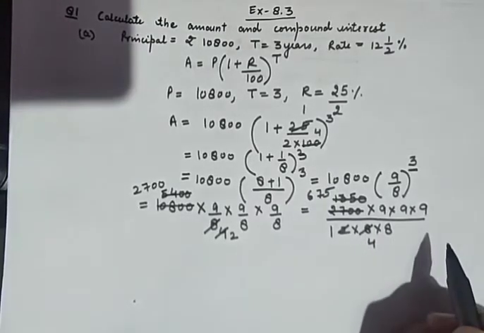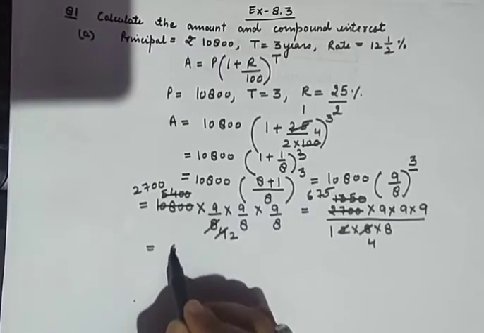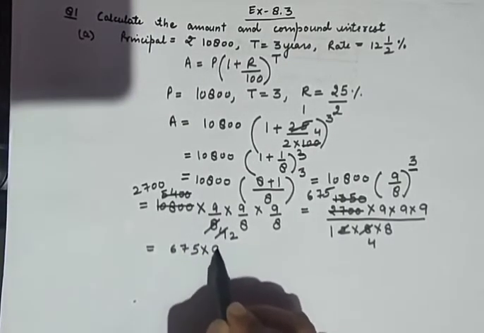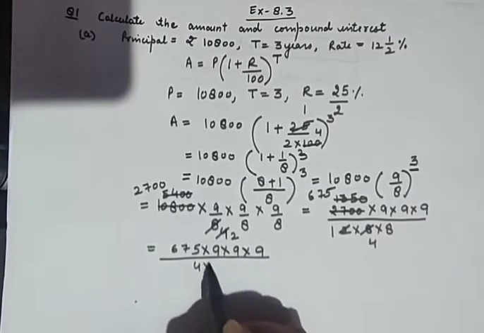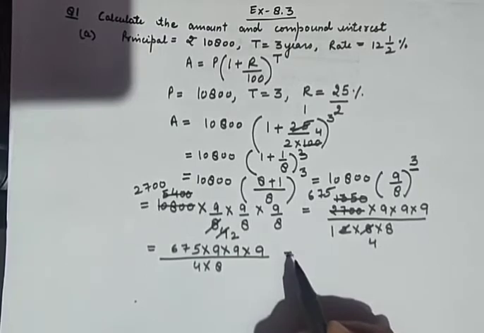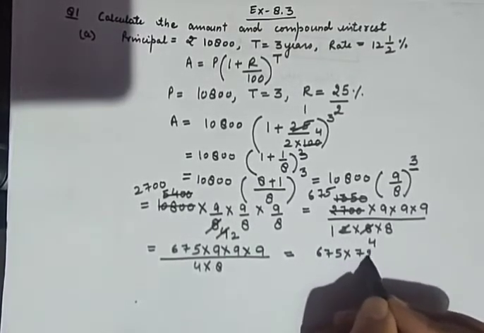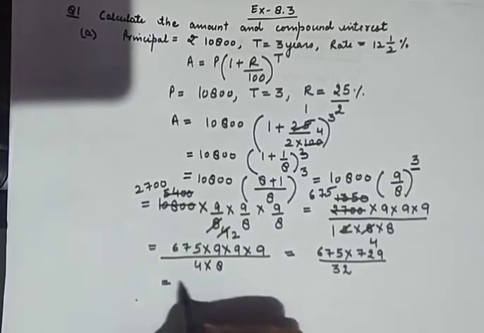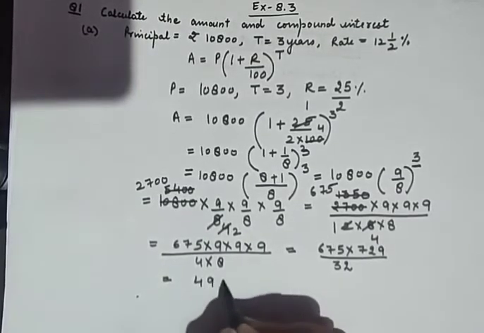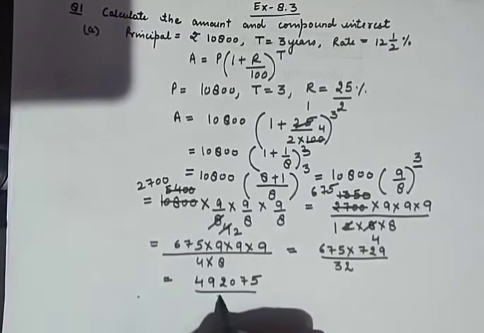Okay, so how much am I getting? I will be getting 675 into 9 into 9 into 9 upon 4 into 8. So it will be 675 into 729 upon 32. Whenever I multiply both these terms, I will be getting 492075 here, and I have to divide it by 32.